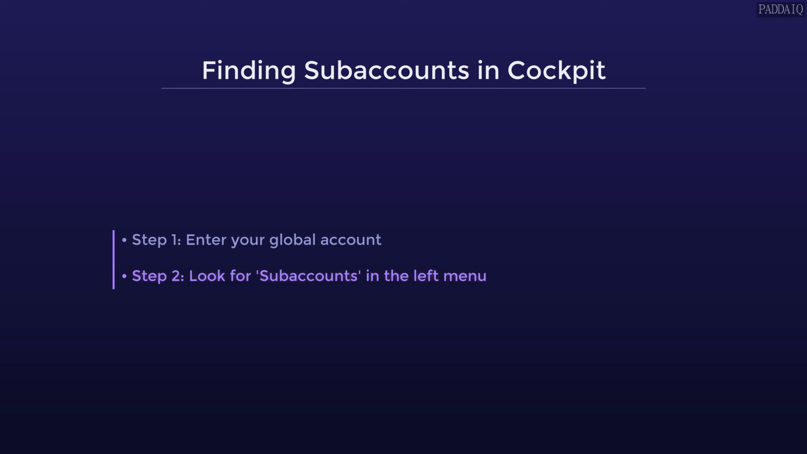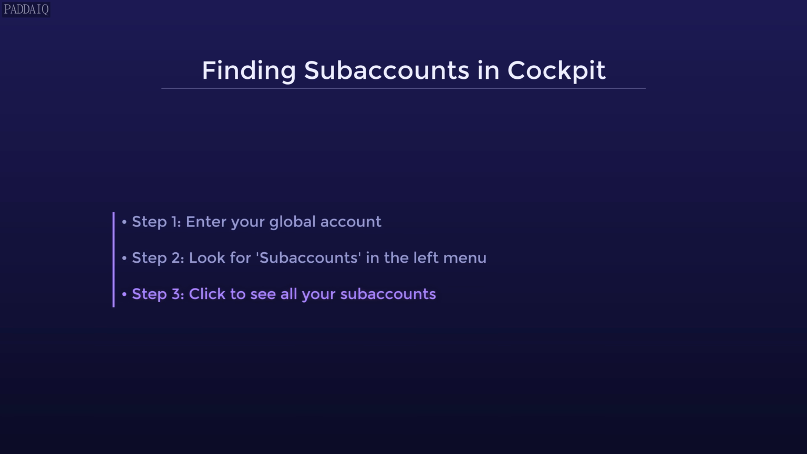Step 2. Look for subaccounts in the left menu. This means scanning the navigation panel on the left-hand side of the cockpit screen to find and select the subaccounts option. For instance, just like you'd find settings in a phone's menu to change your preferences. This action is your direct path to managing your cloud environments.